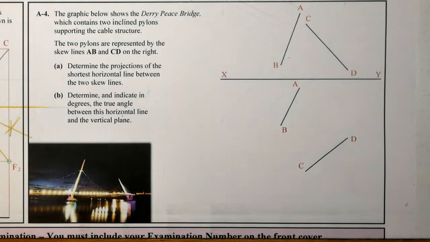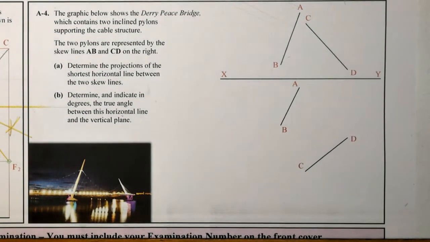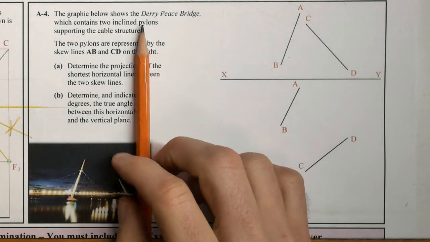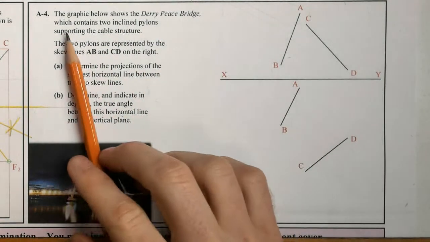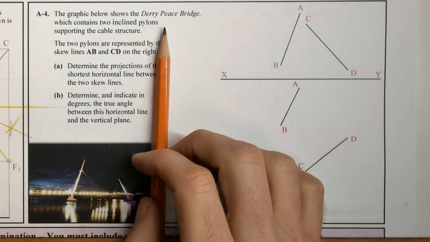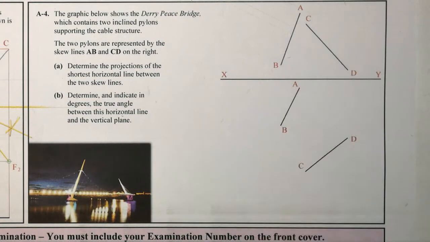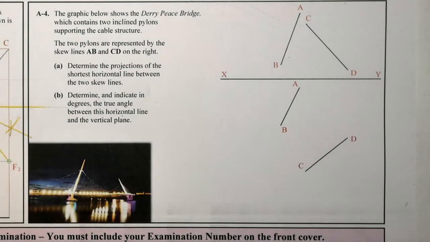Welcome to 2015 question A4. This is a Skew Lines question. The graphic below shows Derry Peace Bridge, which contains two inclined pylons supported by a cable structure. So we've got these two pylons, and that's what we're looking at here. They are skew lines.